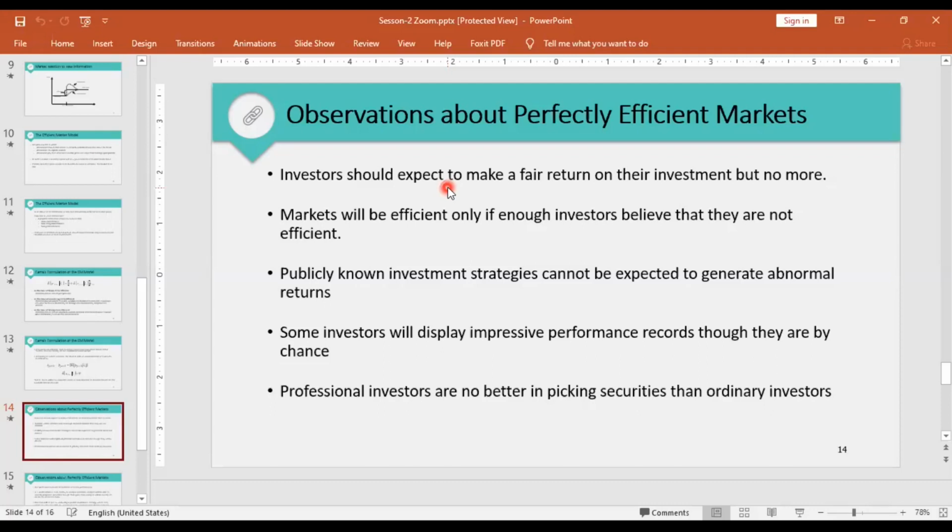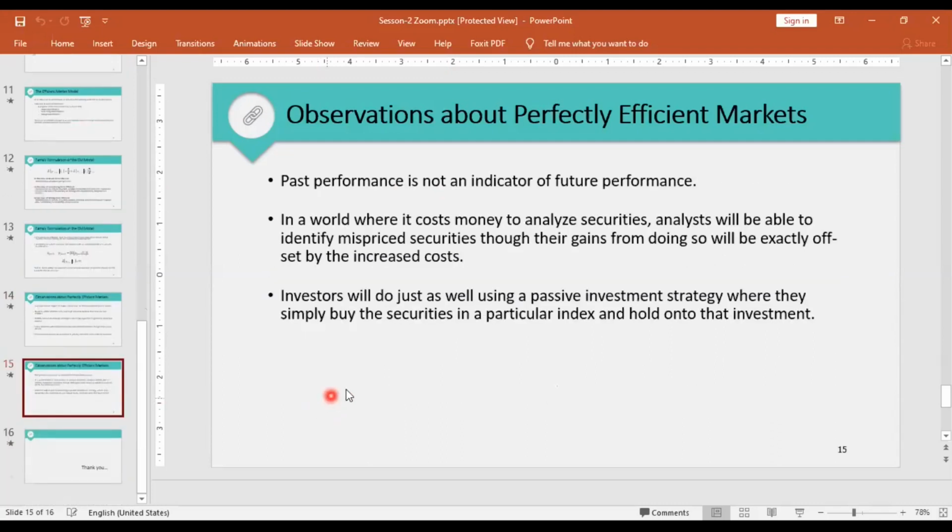And the last one here is professional investors are no better in picking securities than ordinary investors, because whatever the strategy you use, if the market only produces normal returns, whether a professional investor or an ordinary investor, it doesn't matter, both of them will get a normal return. And as we discussed, past information is not an indicator of the future performance.